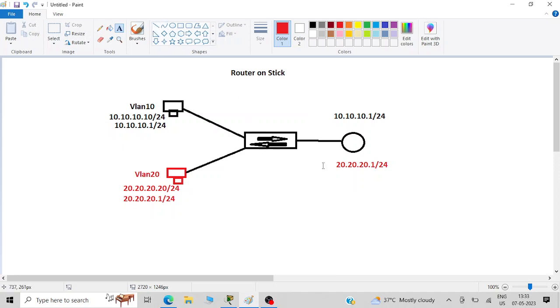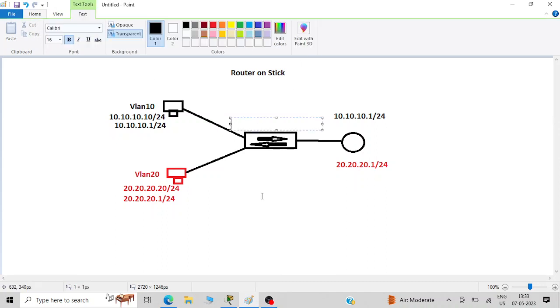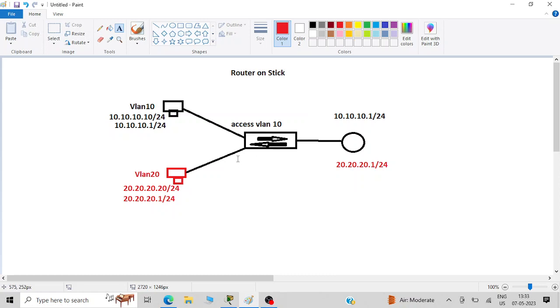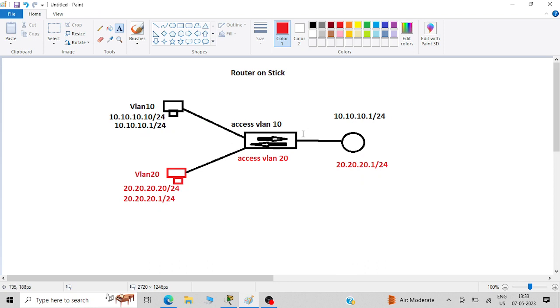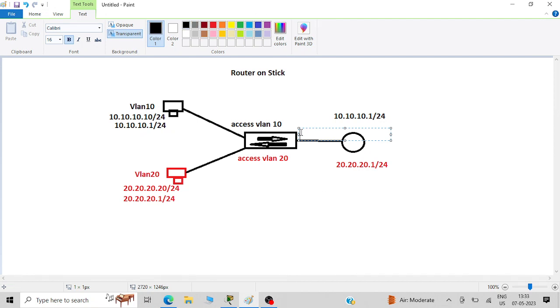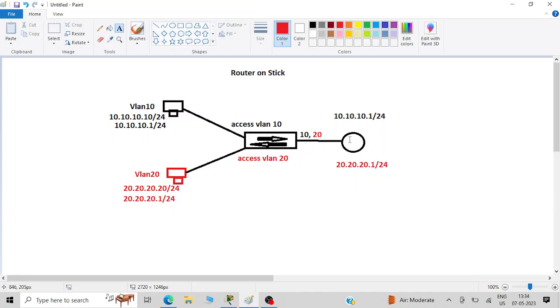Now, what we have to do is put the interfaces where the hosts are connected in access mode. We need to make them access ports. So this port will be access VLAN 10, and this port will be access VLAN 20. And we will be trunking these two VLANs, VLAN 10 and 20, over this link.